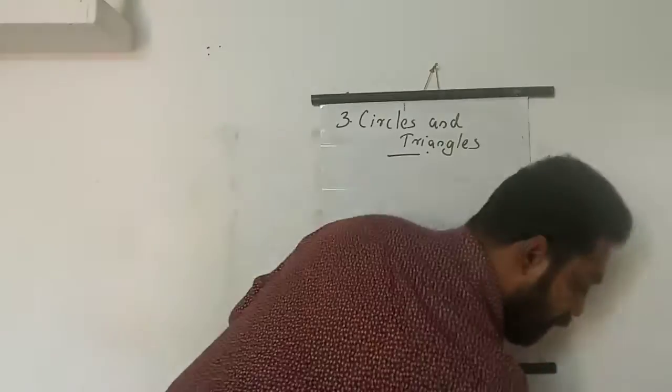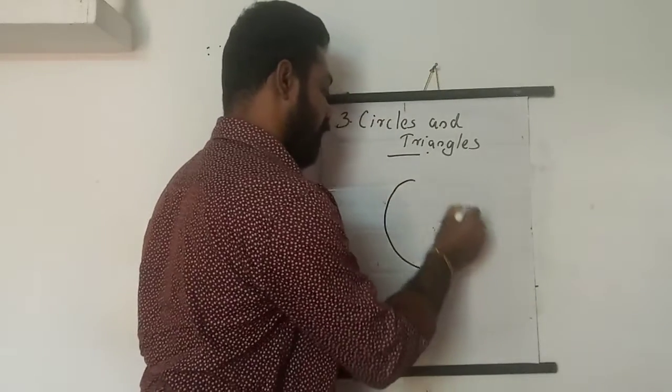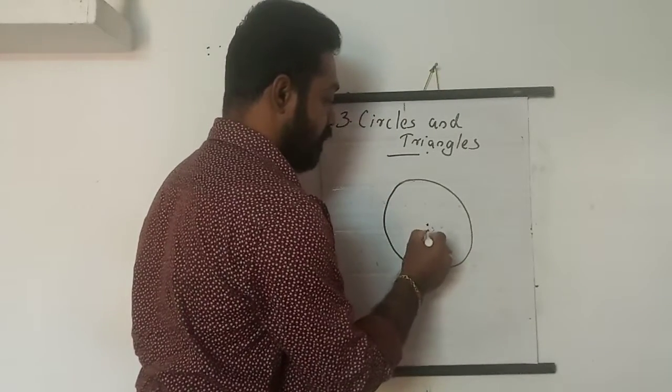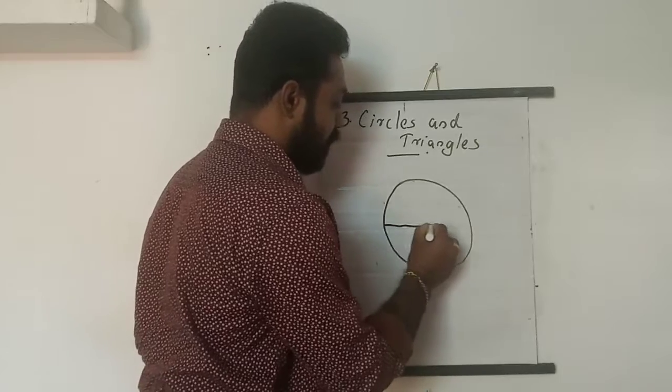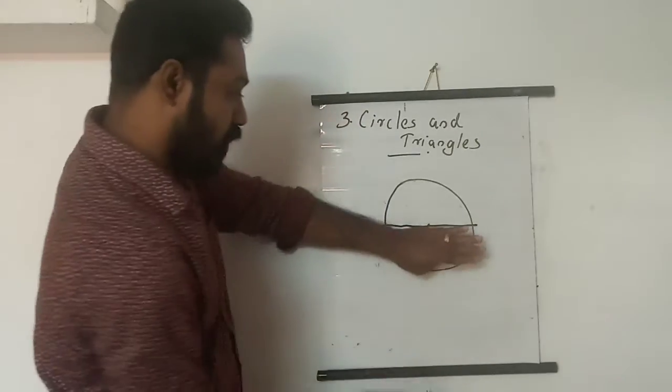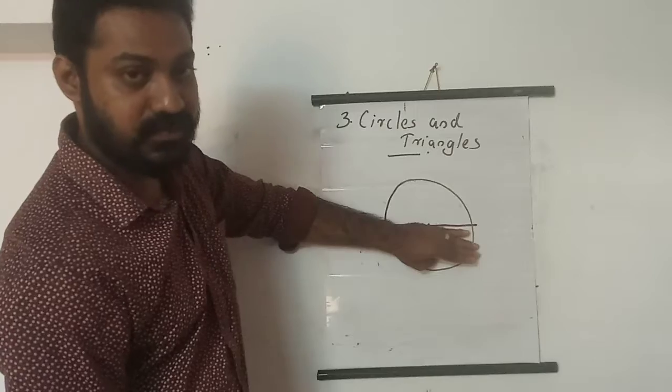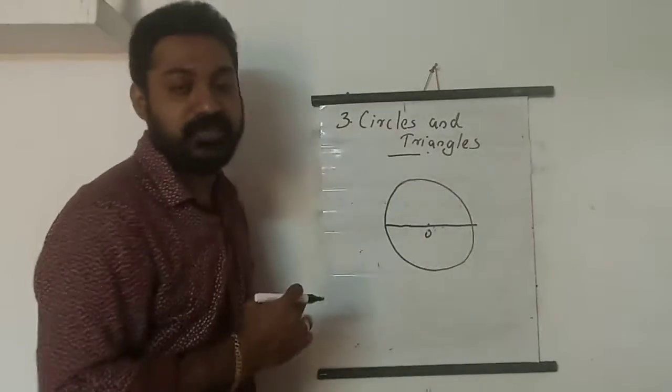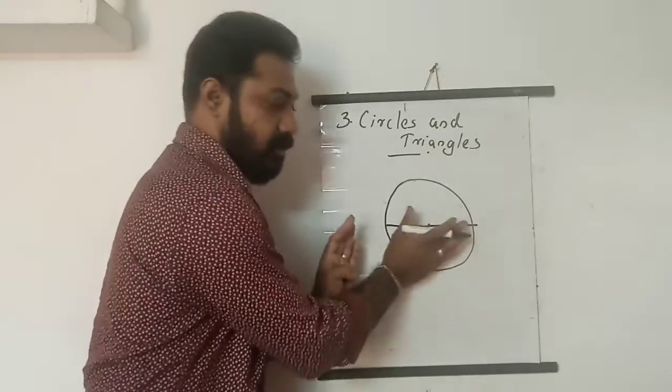Next, this is a circle and this is the center. If I divide the circle this way, we get a semicircle. This portion is called a semicircle. Semicircle means half of the circle, a semi part of the circle.